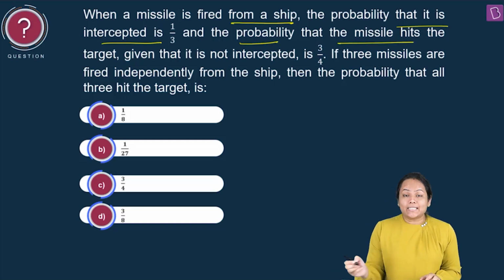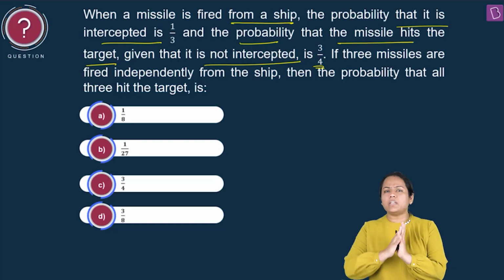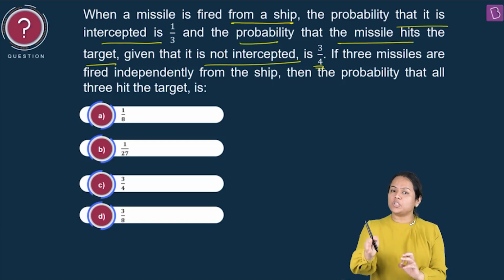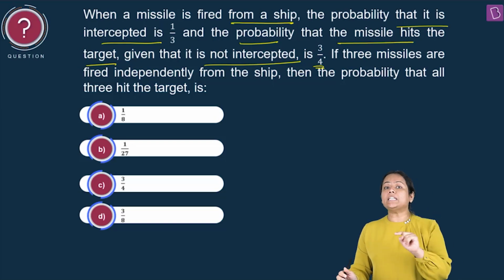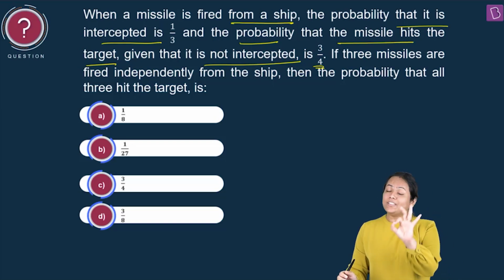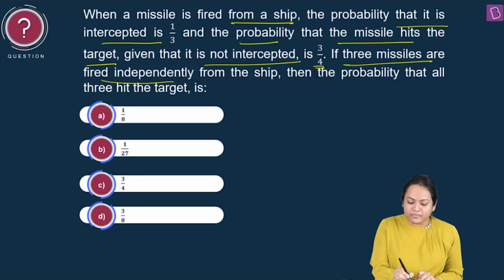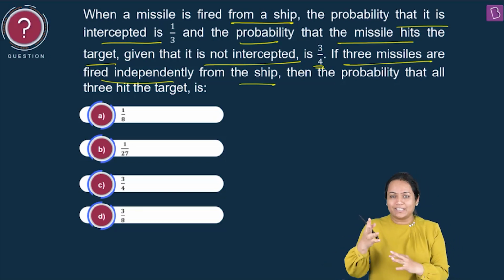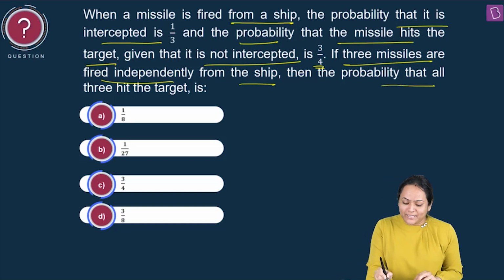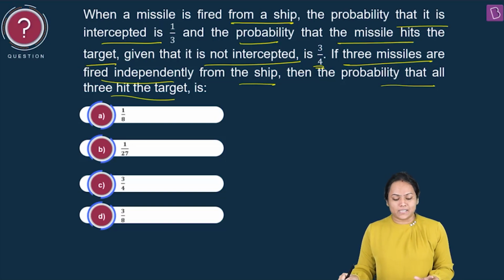And the probability that the missile hits the target given that it is not intercepted is 3 by 4. So if there is no obstruction, the missile is actually going towards the target, it's not cut off, the probability that it will hit the target is again not 1, it's 3 by 4. Okay, so if they are saying that 3 missiles are fired independently from the ship, thinking that if the first is not going to hit, maybe the second or maybe the third, what is the probability that all the 3 are hitting the target? Okay, so I have to find this.